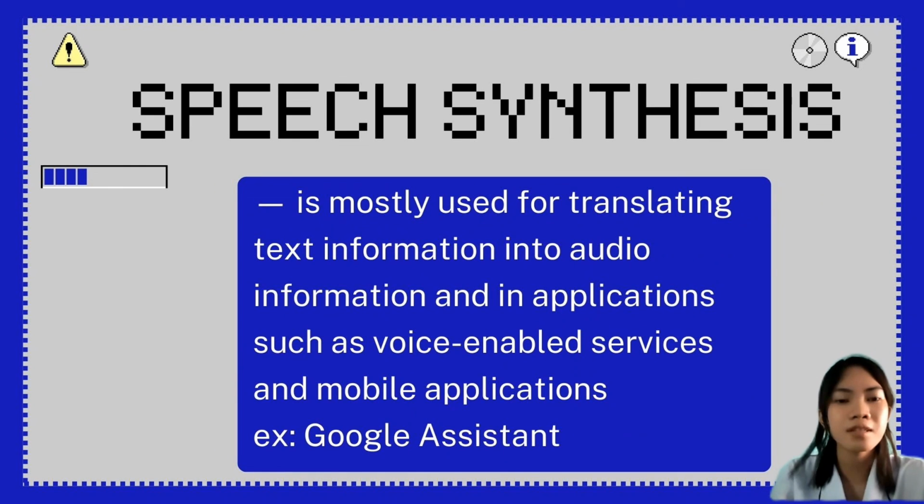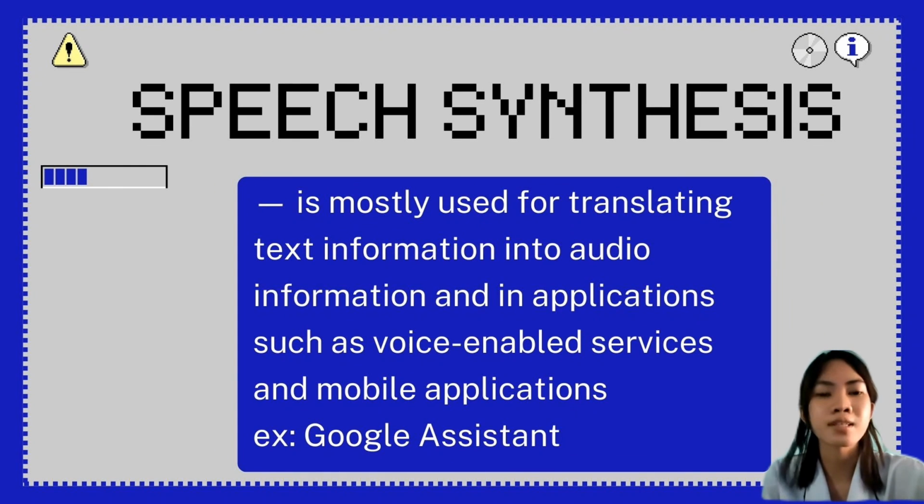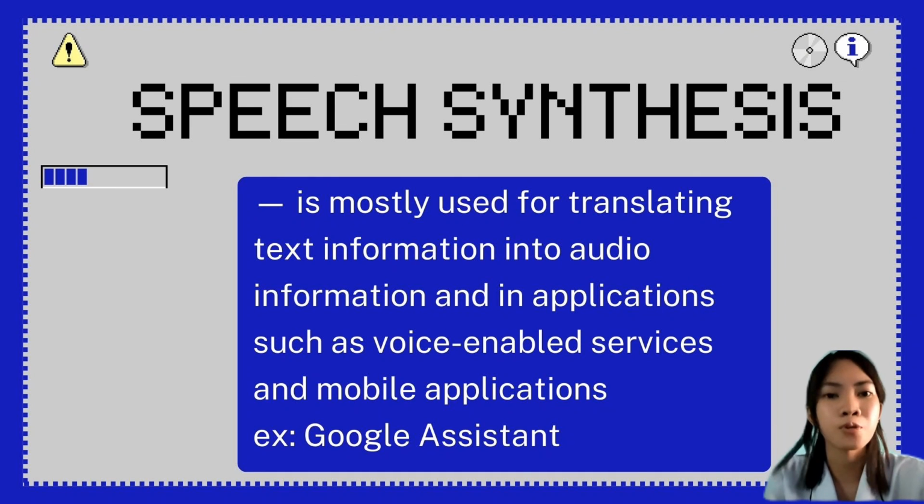Speech synthesis is mostly used for translating text information into audio information, and in applications such as voice-enabled services and mobile applications. We've discussed this earlier. Speech synthesis is all about translating text information into audio information. The very best examples of it are the Google Assistant and the other one, Apple Siri. So that's it.